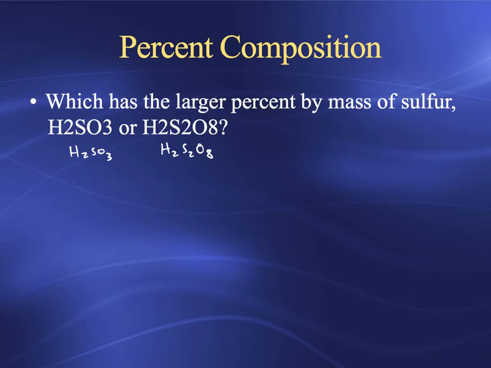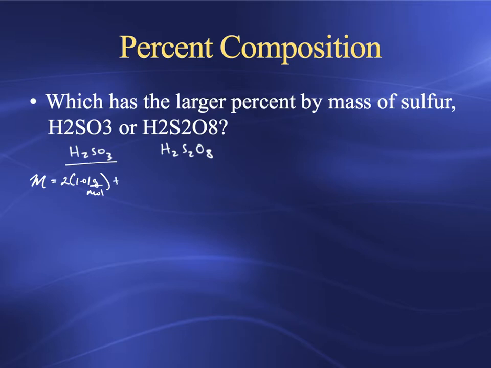Okay, so the whole compound, we're looking for sulfur. That's ultimately what we're looking for here. So let's find the molar mass of the whole compound. That's an easy one to do. Well, we'll call this one compound 1 right here. We have 2 times the molar mass of hydrogen from the periodic table, 1.01 grams per mole. You'll get familiar with these as we do them.